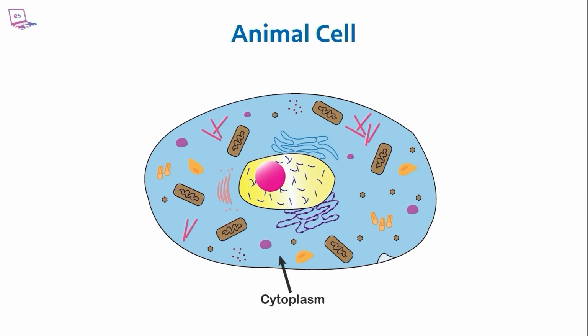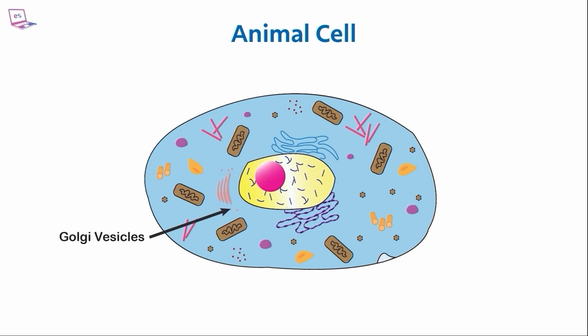Cytoplasm. A thick solution that fills each cell and is enclosed by the cell membrane. It is mainly composed of water, salts, and proteins. Most of the chemical reactions take place here. Mitochondria. It generates the energy needed for the biochemical reactions in the cell. Nucleolus. It produces and assembles the ribosomes of the cell.